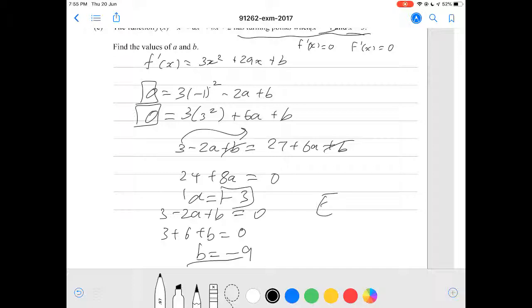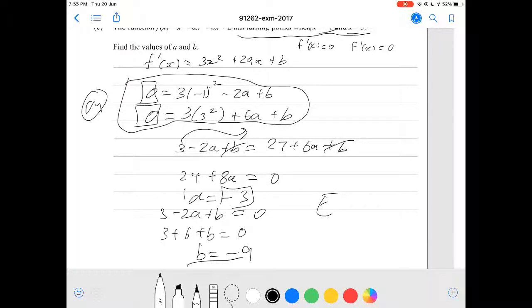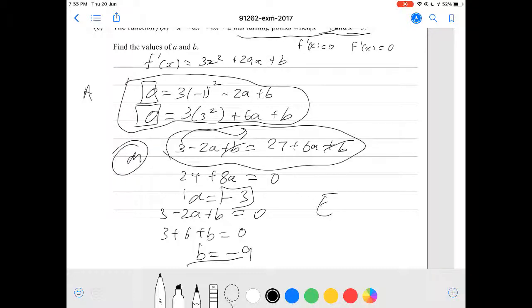Okay, to get your merit grade, you're looking at substituting x equals -1 and x equals 3 into the gradient function. So that's this part here, which will get you a merit grade. To get excellence grade, you're looking at derivative found and equated to 0. Okay, sorry, this part will be an achieved, and this will be the merit grade, okay. Alright.